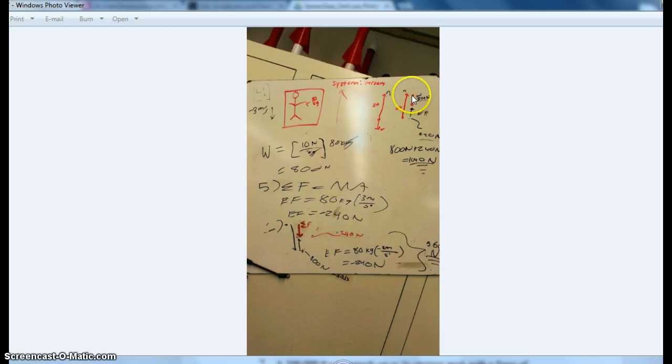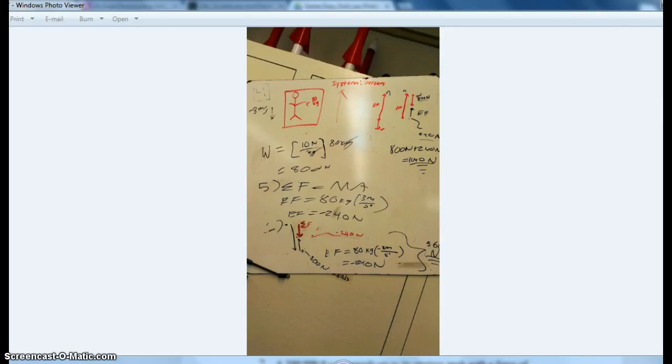Now, in the vector sum diagram right here, the normal force is, actually yeah, and the weight, we just found out that it's equal to 800 newtons. So if we add the net force with the weight, in which the net force we just found out was 240 newtons, that would be 800 newtons plus 240 newtons, and this whole length would equal 1040 newtons.